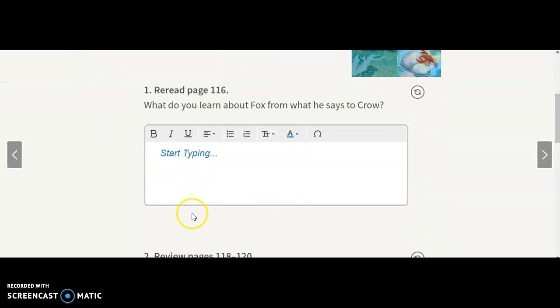Question number 1, reread page 116. What do you learn about Fox from what he says to Crow? So what kind of character is he? What do you learn about his character?